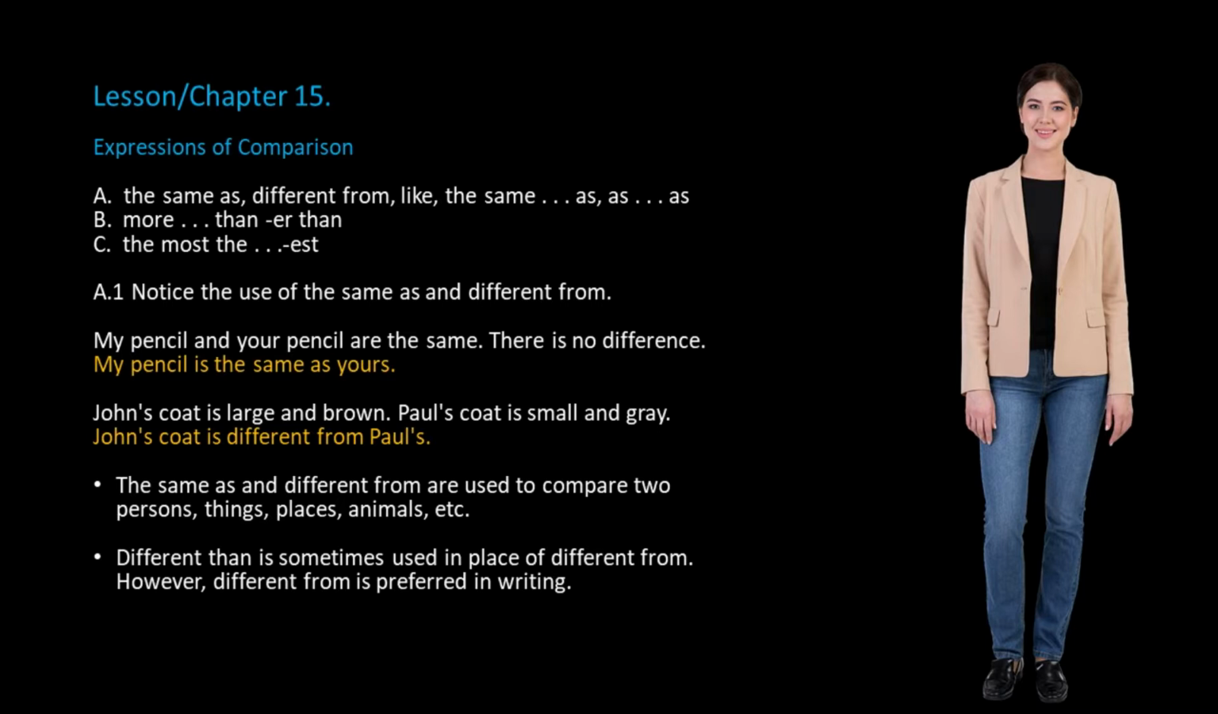My pencil and your pencil are the same. There is no difference. My pencil is the same as yours. John's coat is large and brown. Paul's coat is small and gray. John's coat is different from Paul's. The same as and different from are used to compare two persons, things, places, animals, etc. Different than is sometimes used in place of different from. However, different from is preferred, especially in writing.